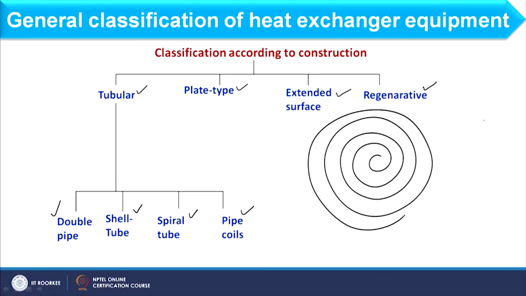Similarly, if I am considering the pipe coil, it is like this helical structure. In this case again the two pipes will move together in a helical way. Its application, you can consider a reactor, where if I have an endothermic or exothermic reaction inside this, I have to provide the heat or I have to take out the heat from the reactants.